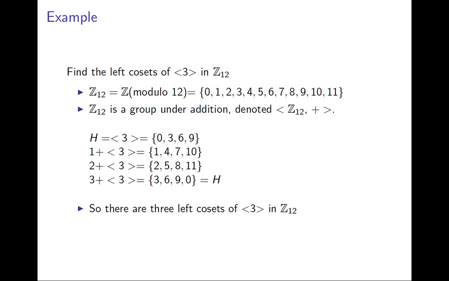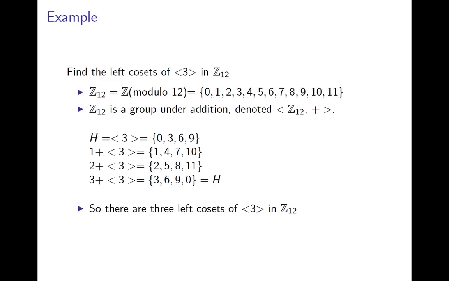So for an example of how we apply cosets, find the left cosets of the subgroup generated by 3 in Z12. Z12 is the integers modulo 12, which is the integers from 0 to 11. They stop at 11 because 12 modulo 12 is equal to 0, and anything else past 12 can be reduced to a number 0 through 11 modulo 12. Z12 is a group under addition.